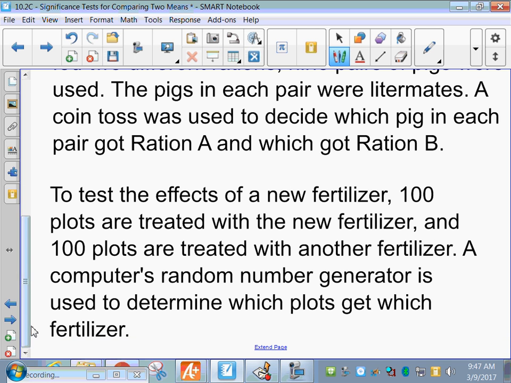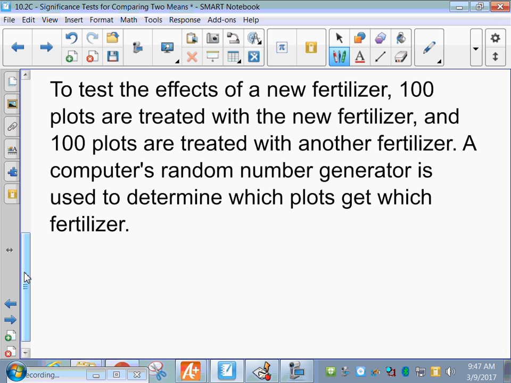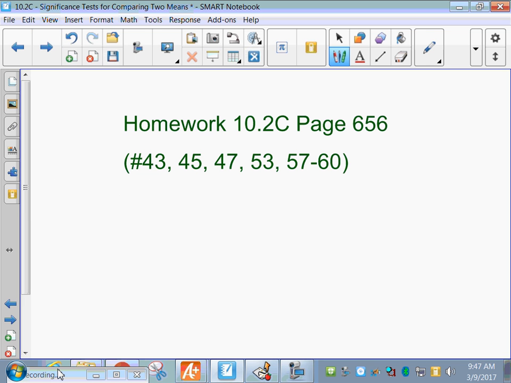All right, to test the effects of a new fertilizer, 100 plots are treated with the new fertilizer, and 100 plots are treated with another fertilizer. A computer's random number generator is used to determine which plots get which fertilizer. What do you guys think? Paired or two sample? This is two sample. You have different plots. They don't say anything about them being side-by-side matched ones or anything. All right? Makes sense, you guys? Hopefully it does.